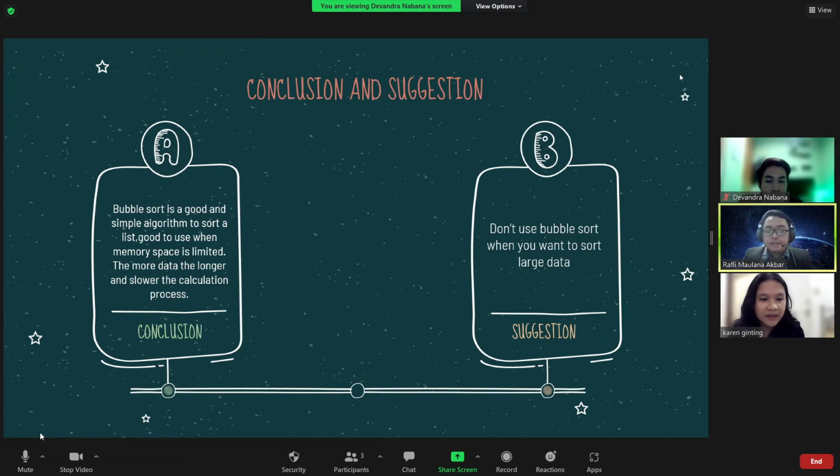And yes, now we move to conclusion and suggestion. The conclusion of the presentation is that bubble sort is a good and simple algorithm to sort a list. It is good to use when memory space is limited, but the more data, the longer and slower the calculation process. That's the minus. And the suggestion is don't use bubble sort when you want to sort a large amount of data, because it will take longer and be slower to calculate all of that.